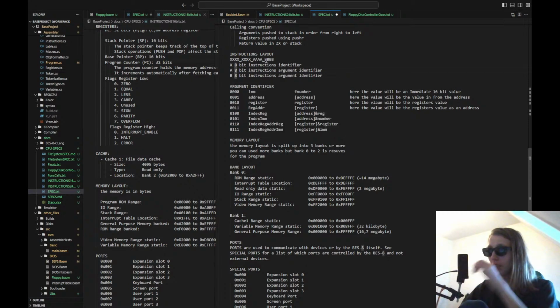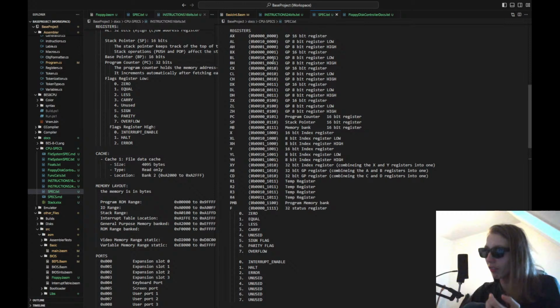A and B, before the instruction argument, the instruction argument identifier 1 and 2. Here we have a table.